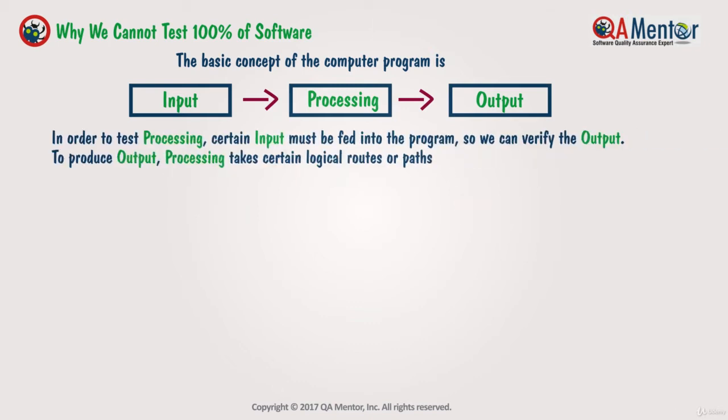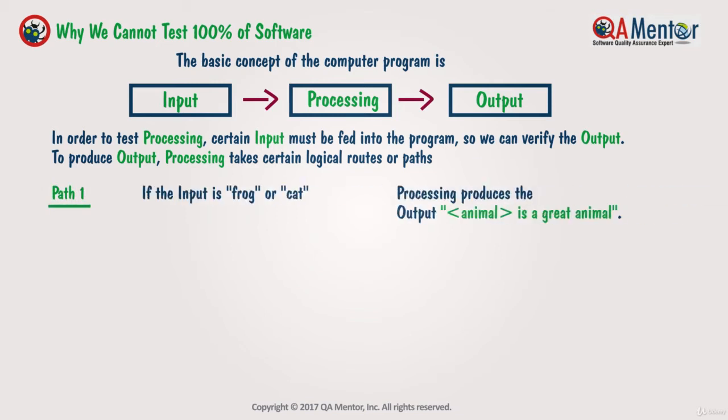In order to test processing, certain input must be fed into the program so we can verify the output. To produce output, processing takes certain logical routes or paths. For example, if this is my boss, I'll pick up, otherwise I won't. In our simple case, there are 3 pathways. Path 1. If the input is frog or cat, processing produces the output: Animal is a great animal.